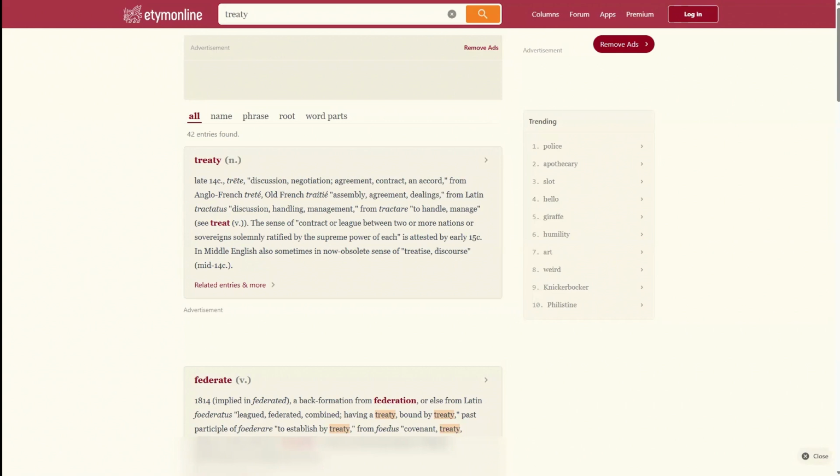The sense of a contract or league between two or more nations or sovereigns, solemnly ratified by the supreme power of each. And that's the people, at least in the United States of America and many countries, that's the people. Okay, it's a discourse that resolves ownership.